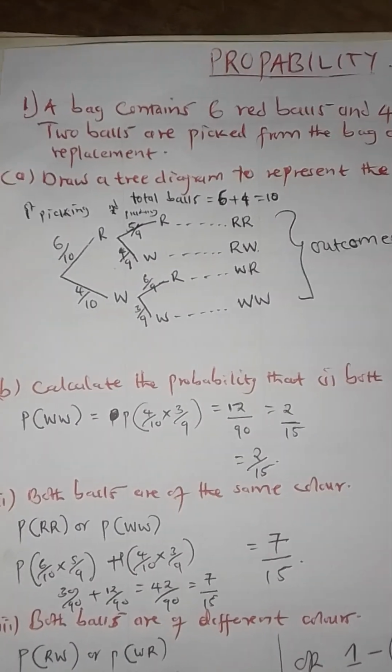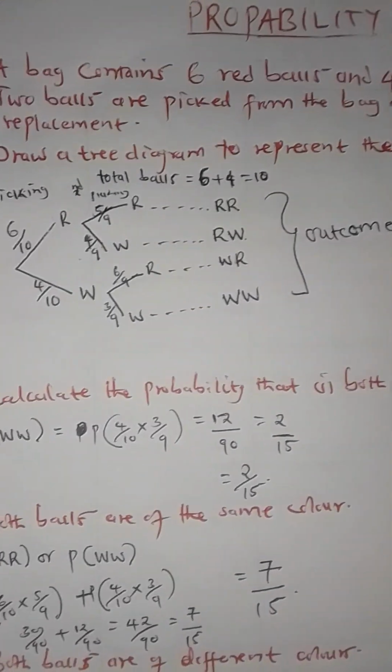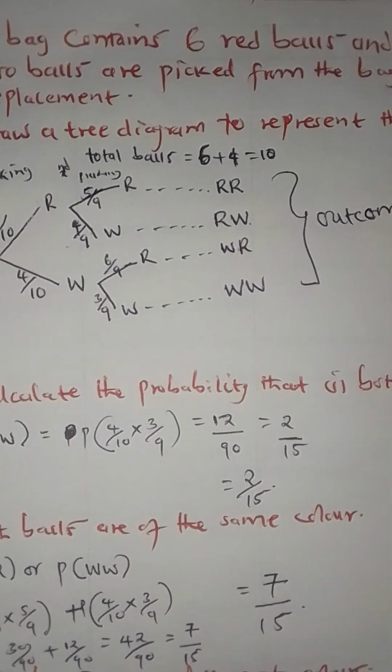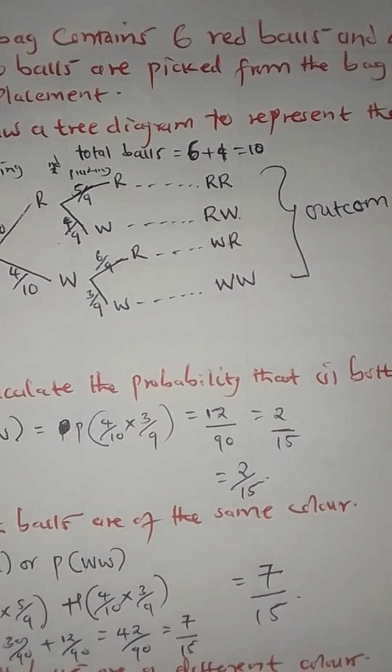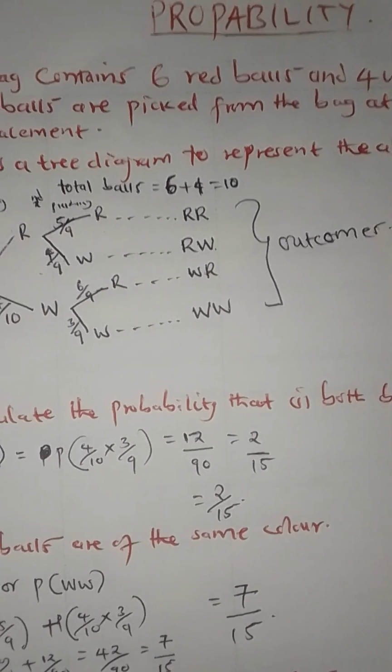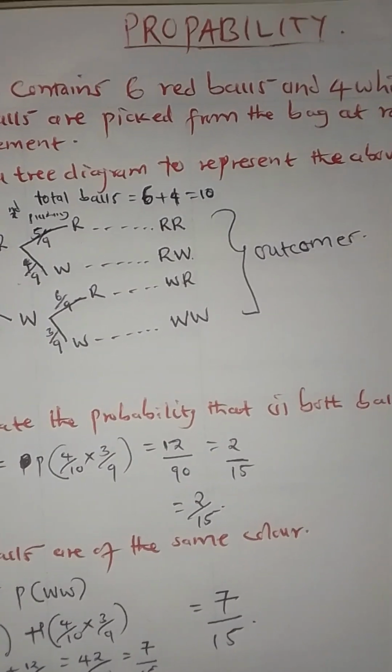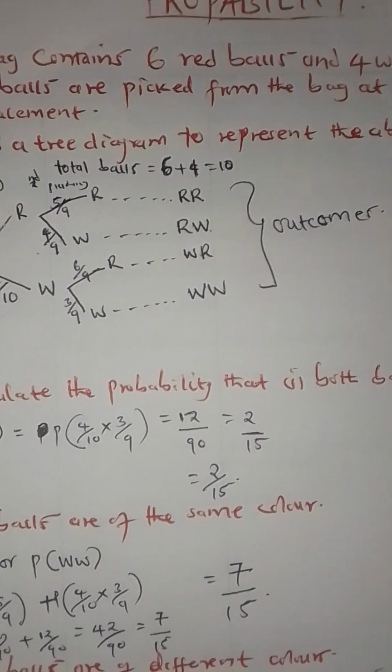Then, having that tree diagram representation, now we write the outcomes. So outcomes, we have red red, we have red white, we have white red, and also white white.